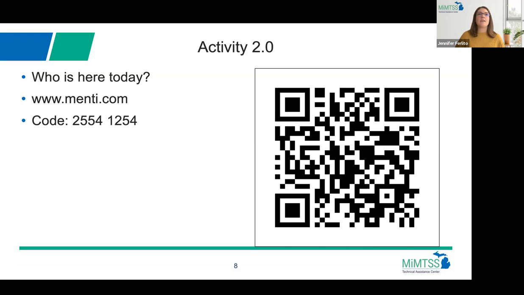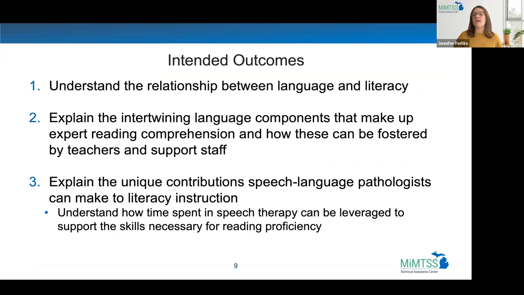So we have three outcomes for today, for our time together. My goal is to offer some level of creativity for how we can support teachers, learn about some opportunities for push-in or co-teaching opportunities. And really, I just want us to capitalize on how time spent in speech therapy can be leveraged to support skills necessary for reading proficiency. So I would love for you to type in the chat what number you are most excited about, outcome number one, two, or three. Lots of threes. Okay. I promise we will get there. Awesome.